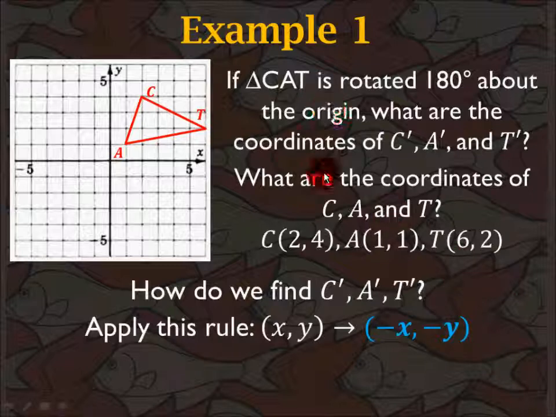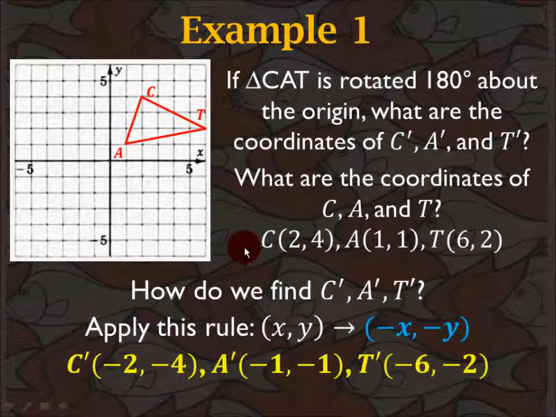So the 180-degree rule is pretty simple. You just take the negative or the opposite sign of each of the coordinates. So C' becomes (-2, -4), A' becomes (-1, -1), and T' becomes (-6, -2). And if you were to plot that, it would be looking like this. C' there, A' there, T' there. So 180 degrees, again, all you do is switch the sign.